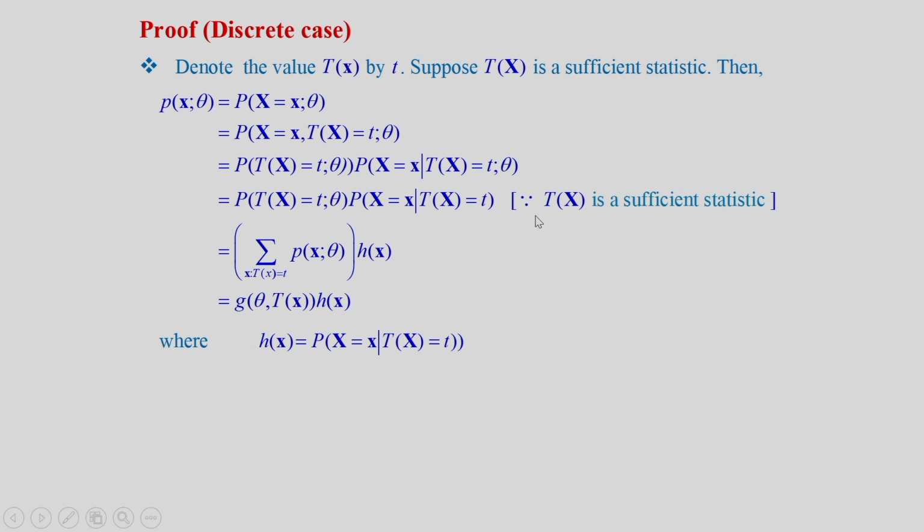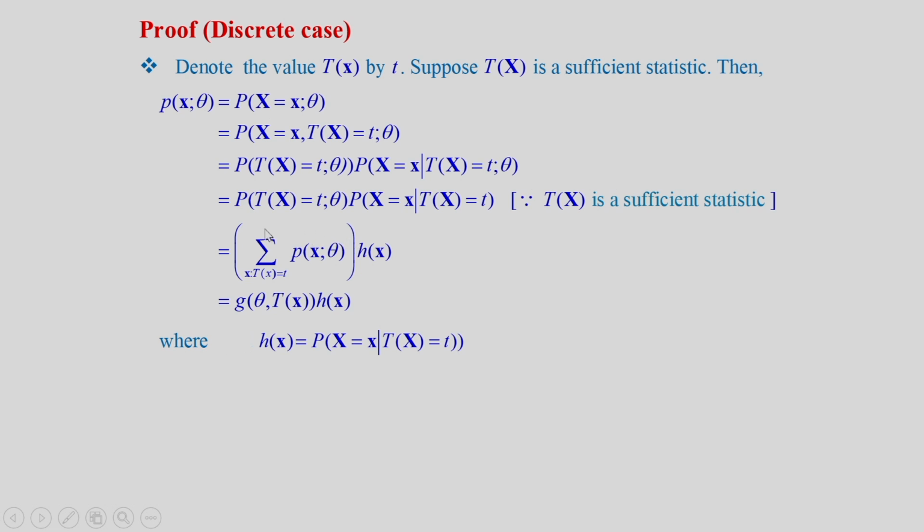So, this is by applying the conditional probability result. Now, I know that T(X) is a sufficient statistic. Therefore, this factor will not involve any theta. So, I can write this term simply as probability of X is equal to small x given that T(X) is equal to t, because it does not involve theta as T(X) is a sufficient statistic.